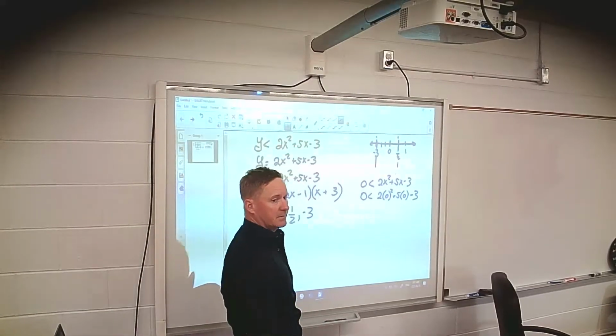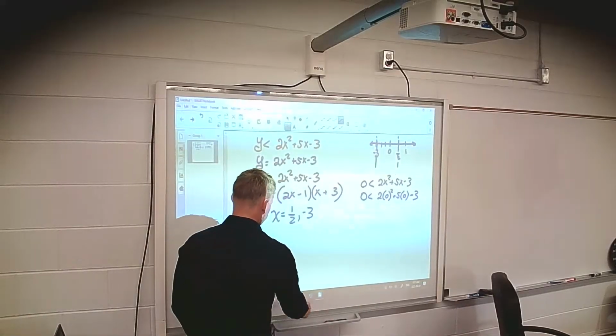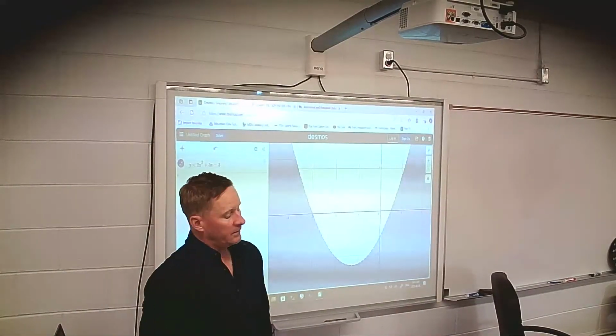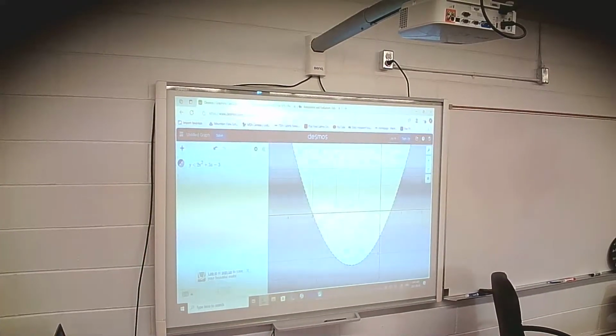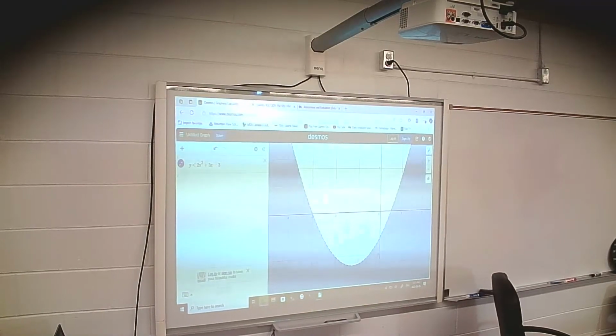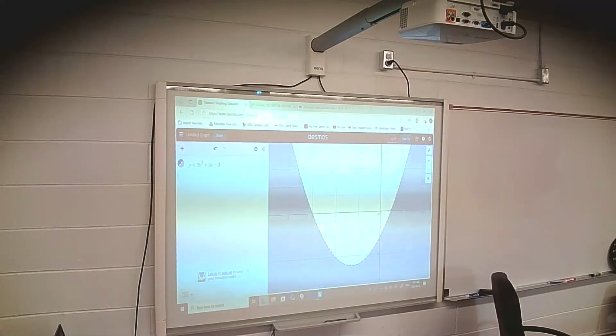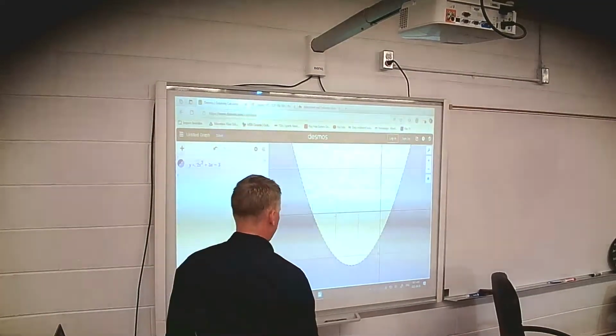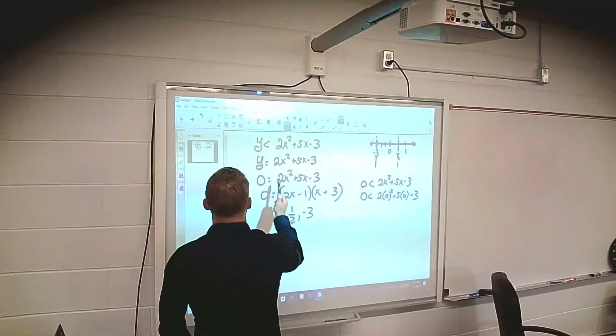0 is not less than -3, so I don't include it. Notice that the parabola itself is dashed because there's no equals to, and you just shade on the outside of the region. So pick your 0 and 0 again. If it goes over it, you shade inside it. If it doesn't, shade outside it. Okay.